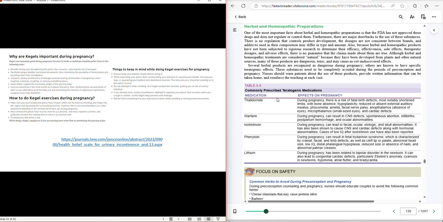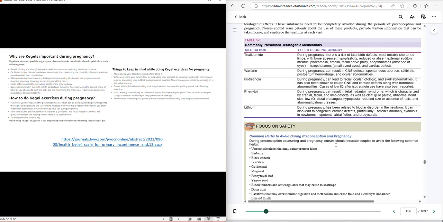Thalidomide, and we're going to talk more about this in class. But thalidomide was a drug that was used in the 60s and 70s in Germany and other places and in the United States. It was banned. It caused seriously fatal, sometimes, birth defects, notably shortened limbs, and I'll show you some pictures of that. But make sure that you understand that these are teratogenic medications, okay? The warfarin, isotretinoin, phenytoin, and lithium, okay? And what all that they can cause.